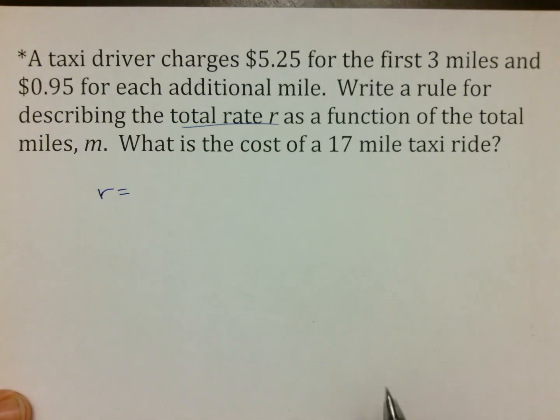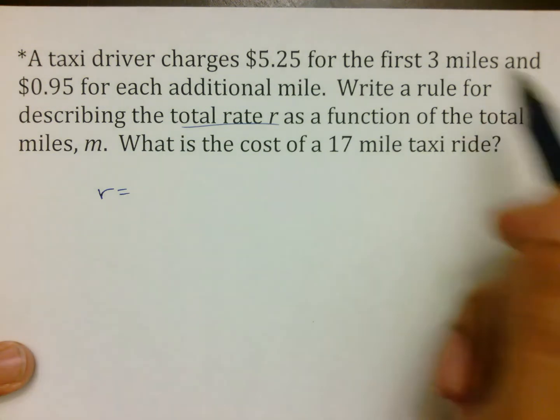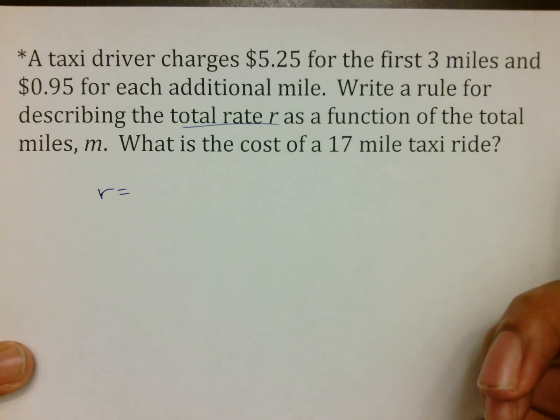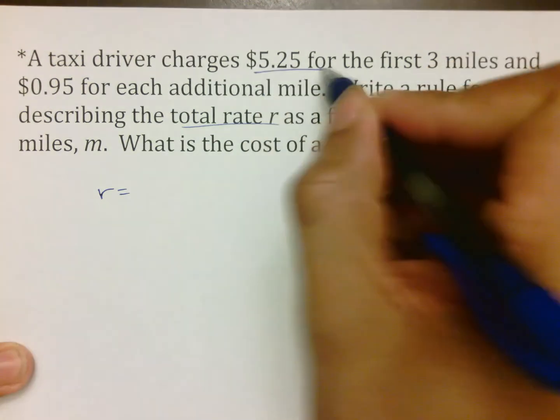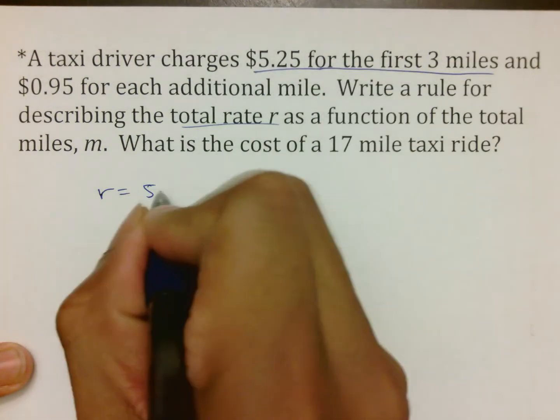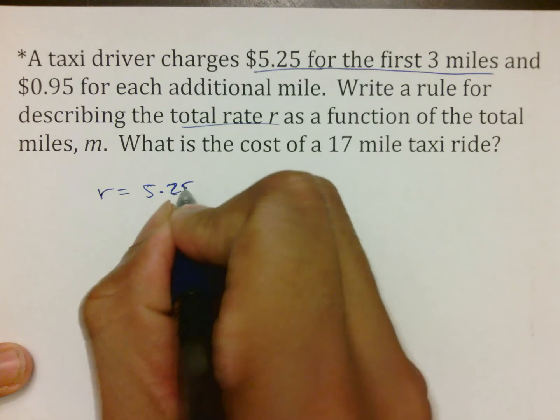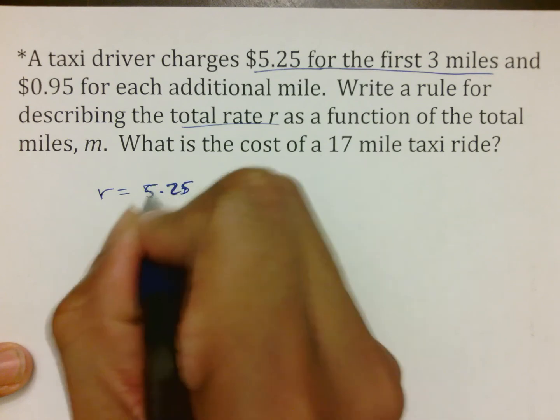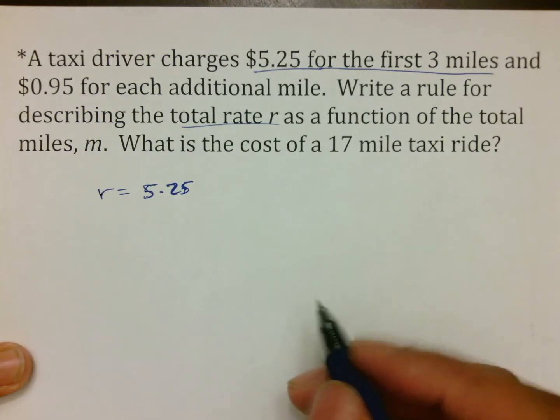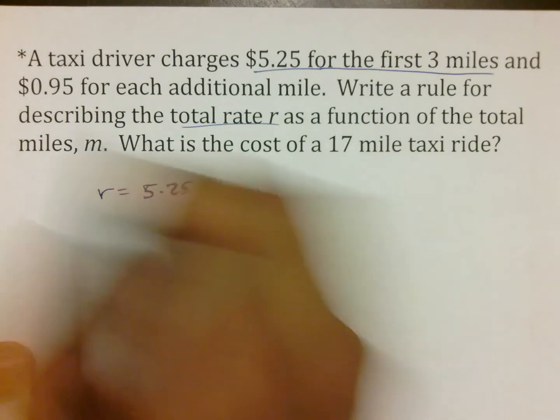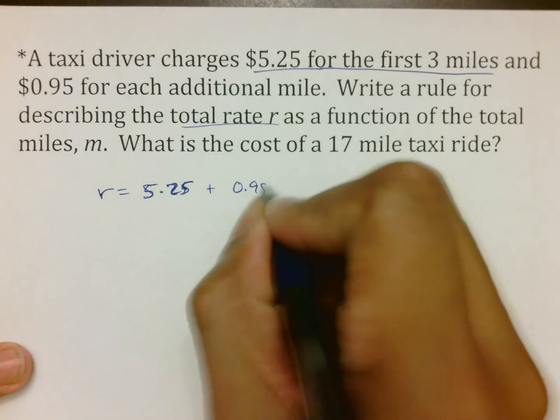The hard part of this problem is that it's not going to be simplified at first, so we got to make sure we simplify it. So what we have to do is kind of take the information and write what we know. First thing is, you're going to get charged $5.25 for the first 3 miles. So it's going to be $5.25, and that is a solid amount no matter what for the first 3 miles. And we're going to add on 95 cents for each additional mile.